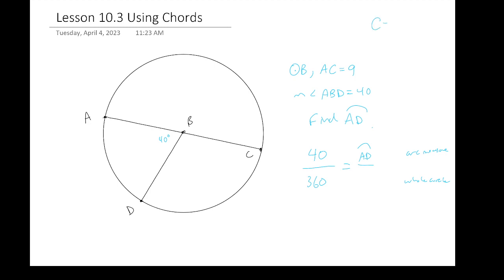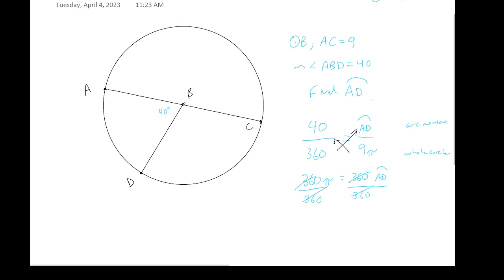Remember what that is called? That's referred to as circumference. The circumference is the diameter times pi. We have a diameter, which is AC, that's 9, so we're going to say that this is 9 pi. From there, we can take a cross product to solve for AD. So 9 pi times 40 gives us 360 pi, and that's going to be 360 times arc AD. Let's get AD by itself, so we divide by 360 on both sides. And the answer, the length of this arc, is pi, a little bit over 3.